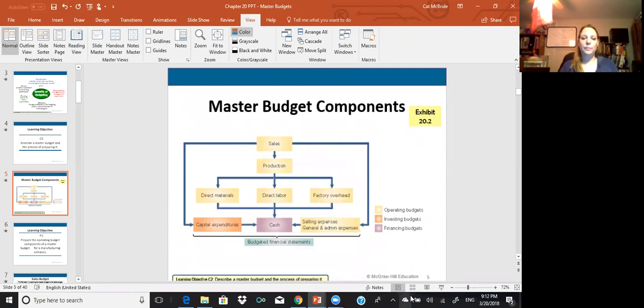And all of those pieces contribute to the cash budget, either flowing in as revenue, like from the sales, or as expenses, like from the production, the capital expenditures, and the selling, admin, and expense budgets. When we're all done, we use the numbers from our budget to compile budgeted financial statements. To manufacture them sounds like, oh, we make it all up. No, to compile the budgeted financial statements.